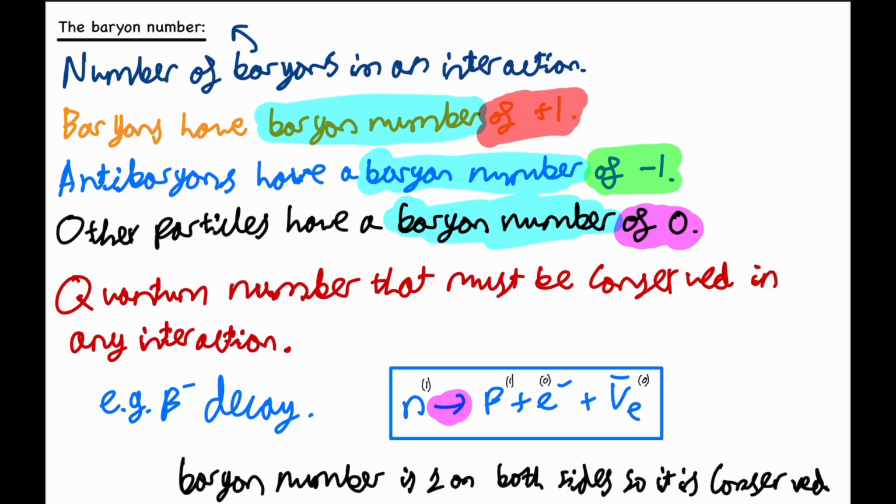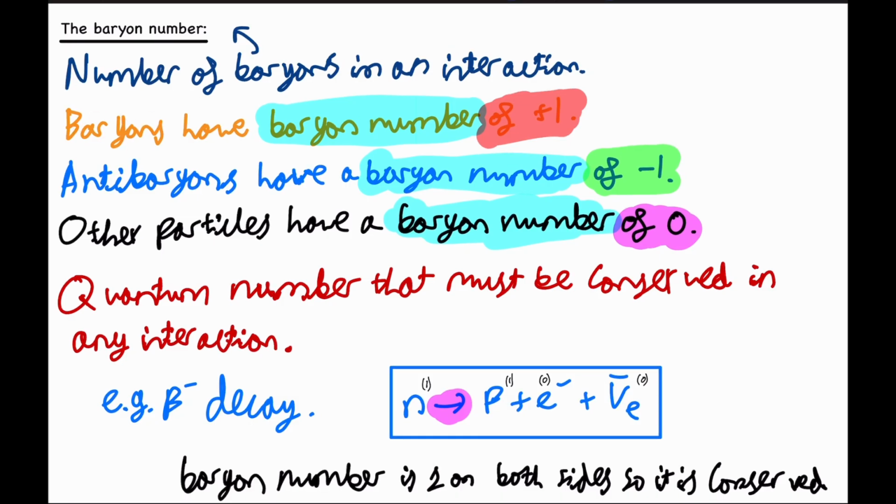So now let's move on to the baryon number. The baryon number is just the number of baryons you have in an interaction. And each baryon has a baryon number of, you guessed it, +1. And antibaryons have a baryon number of -1. So keep that in mind, that antibaryons have a negative baryon number, so -1. And every other particle that isn't a baryon has a baryon number of 0. And the baryon number is actually a quantum number that must be conserved in any interaction.